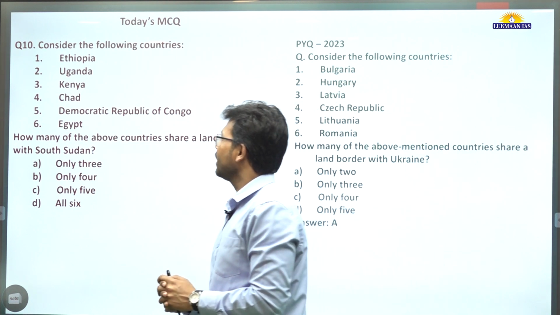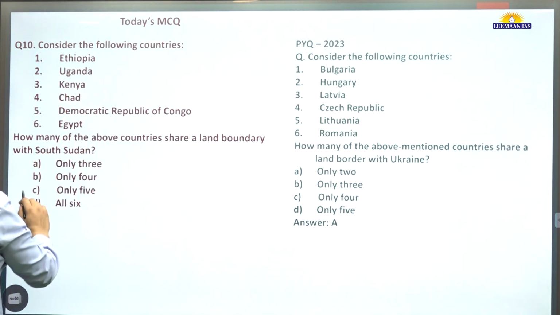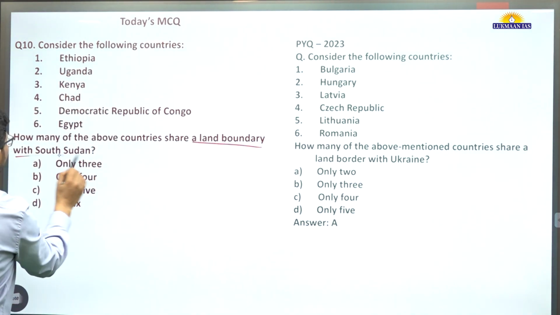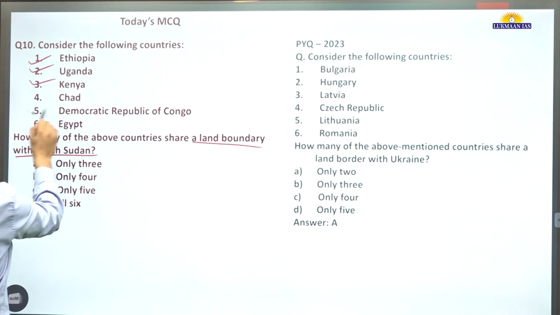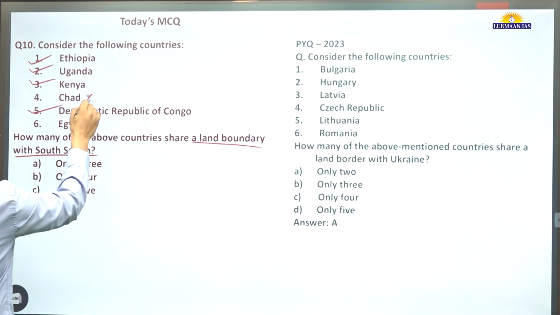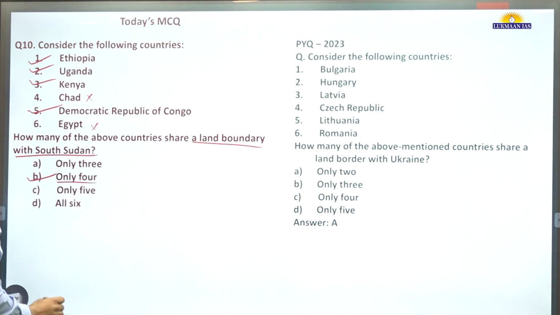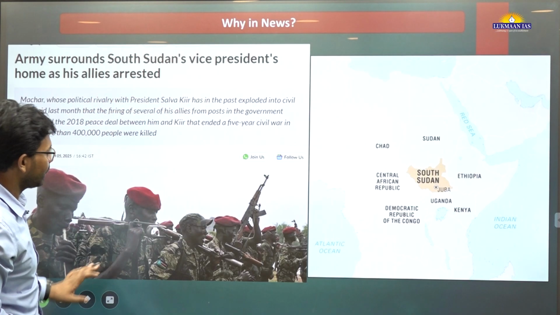Then we have another question, which is question number 10. Now they have given a list of countries, and we need to identify how many of the above countries share a land boundary with South Sudan. So it is Ethiopia, Uganda, Kenya, Democratic Republic of Congo. Chad and Egypt do not share the border, so only 4. Answer is option B.